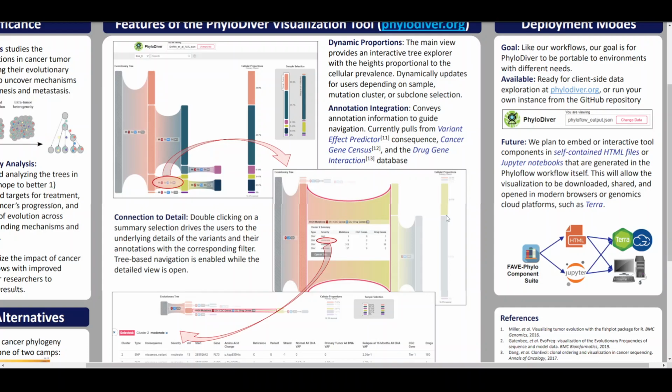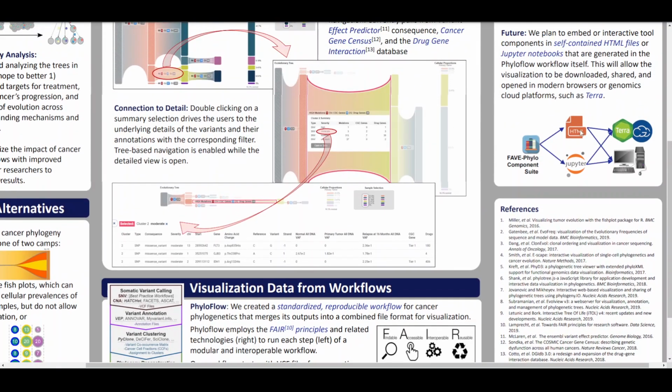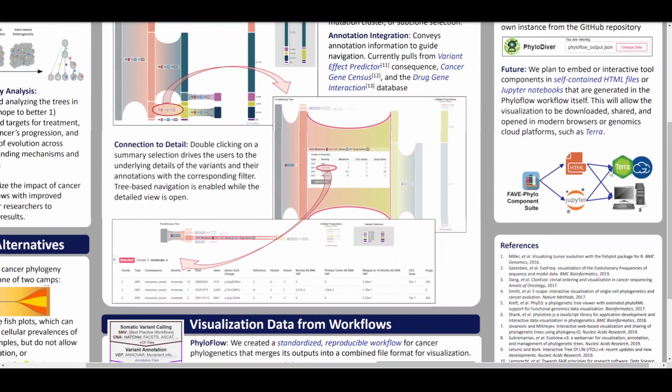So when users run the Dockerized PhyloFlow workflow, it will automatically generate those outputs, and then those outputs themselves can be viewed within different genomics cloud platforms, such as Terra, besides being viewed on your local machine.